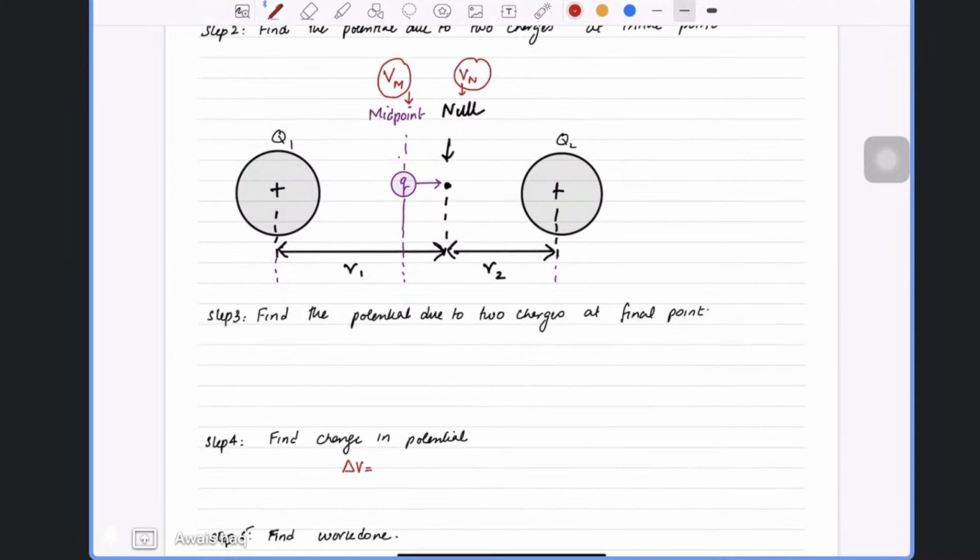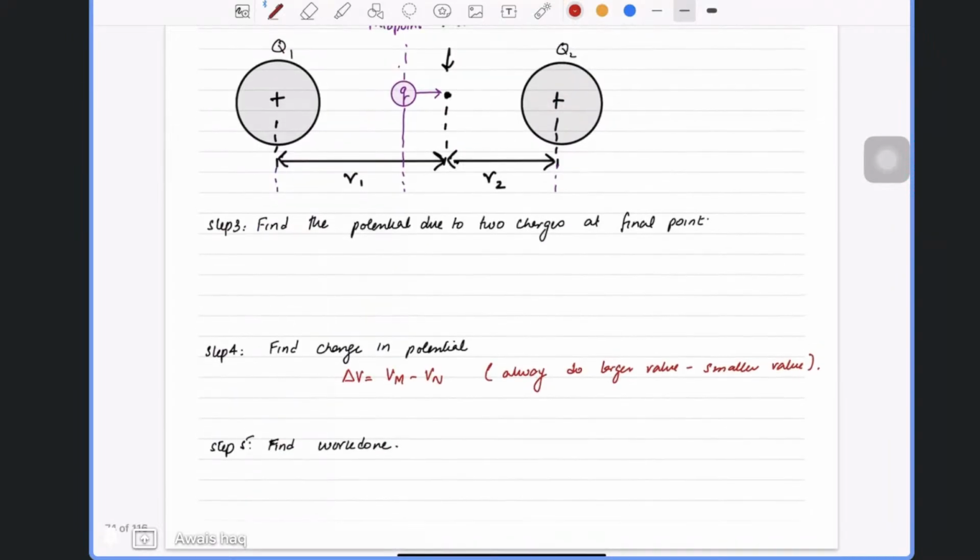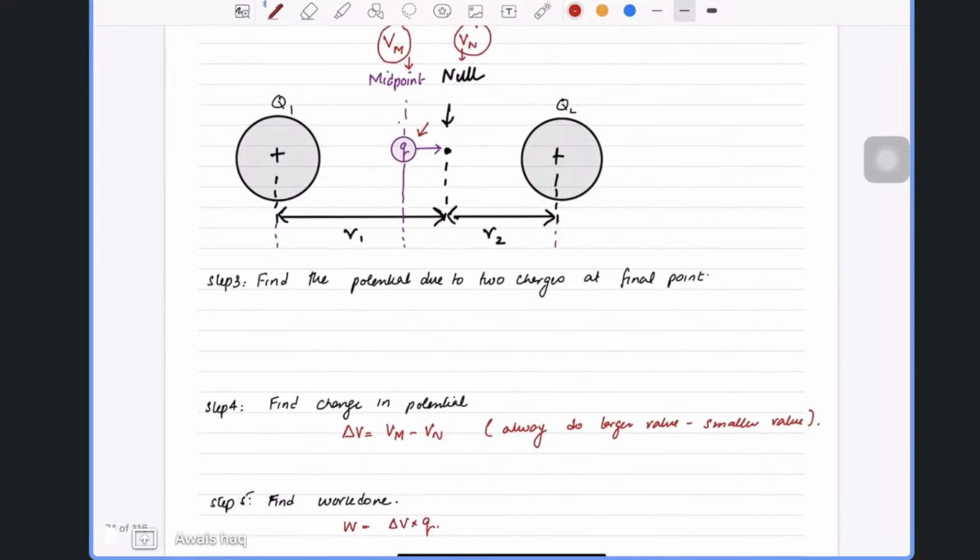Change in potential would be higher minus lower. So what you do is you always do larger value minus the smaller value. The reason why you want to do this is because this is a scalar quantity, and for scalar quantities we don't do final minus initial, we do larger minus smaller. And then finally we would use work done equals change in potential times the charge of this particular charge, whatever that is, to find the work done in moving a particular charge from one point to another.